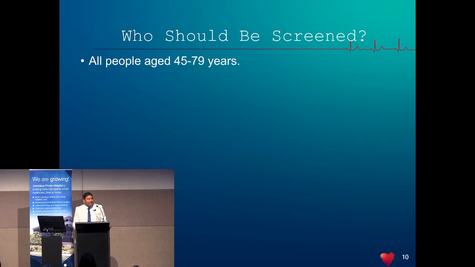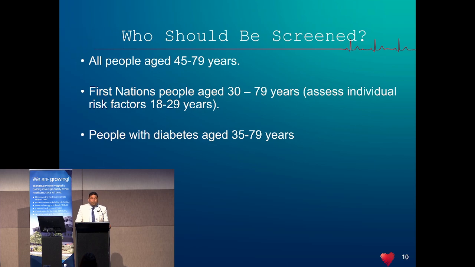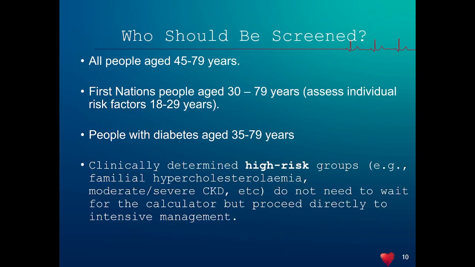So the current guidelines say all people who are age 45 to 79 years, younger if they are First Nations or Indigenous, people with diabetes, again, start screening at a younger age. And if they are clinically determined high-risk groups based on their comorbidities, then have early assessment or screening for these patients.